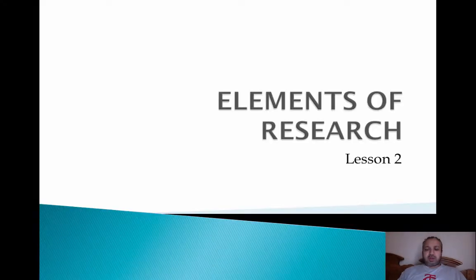Okay, starting lesson 2, elements of research. In this lesson, we're going to unpack a lot of foundational concepts related to the research process. So this is an important lesson. It's going to be a little bit longer. This is actually the longest lesson of the term. The next two after this are really short.